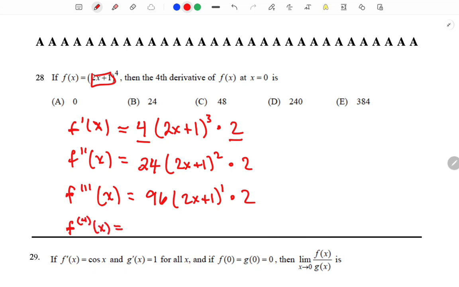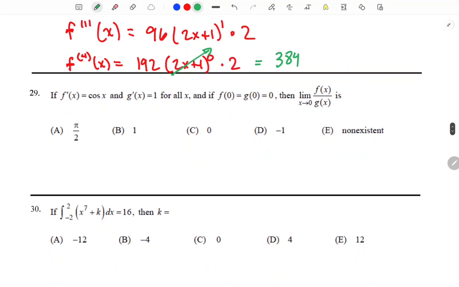Right, and so f to the fourth power of x, we had 192, right, multiply the 1 down, times (2x plus 1) to the 0th power times 2. Well, this part here is all going to go to 1, anything to the 0th power, but we still have 192 times 2, and so that's going to be 384.